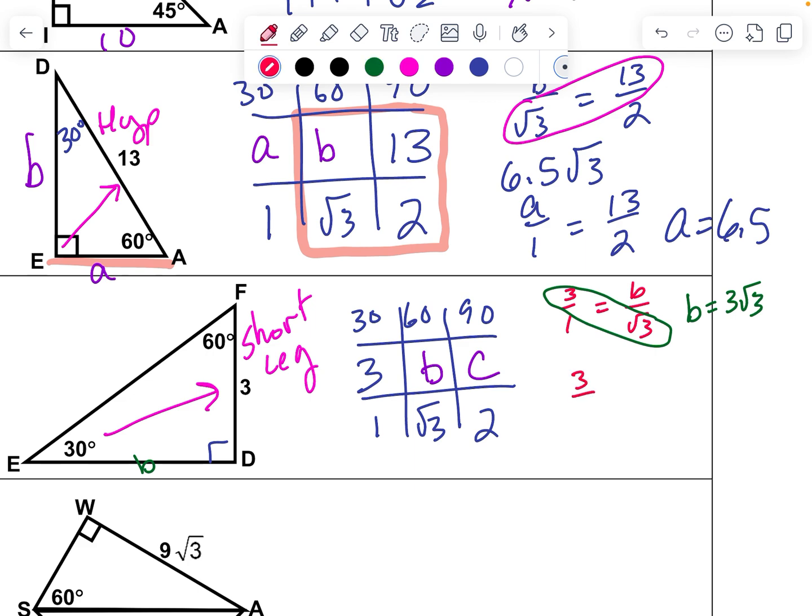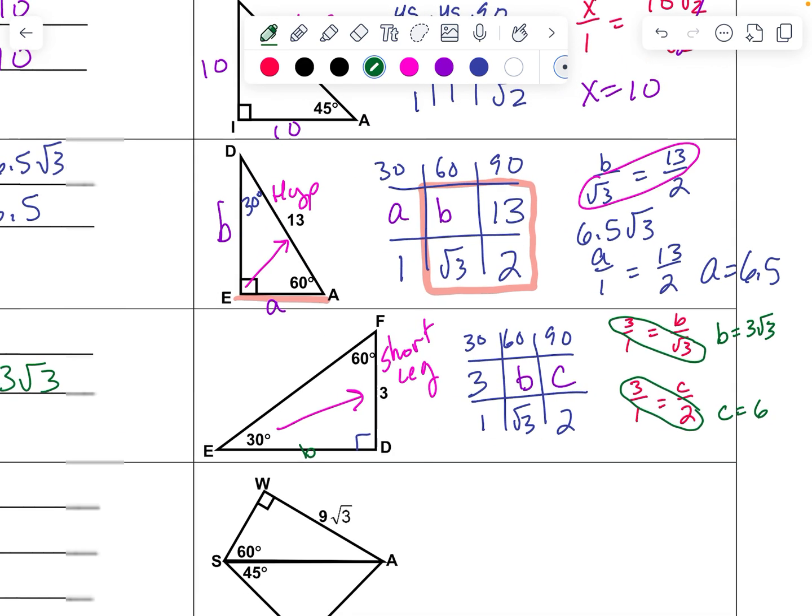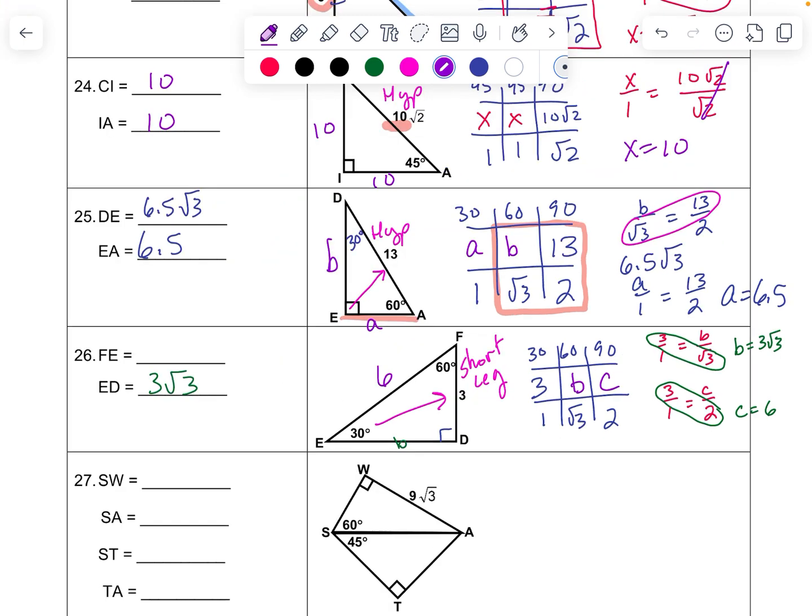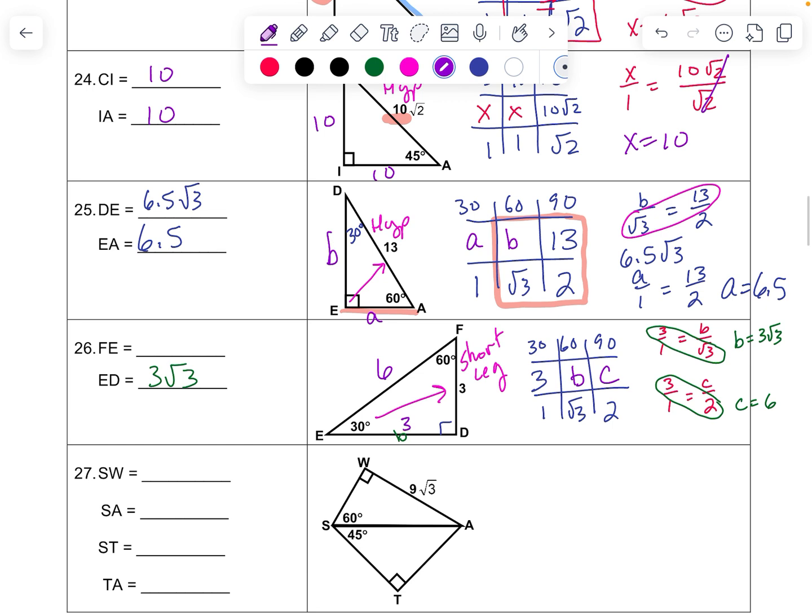Okay, now we're going to set up 3 over 1 equals C over 2. This is probably the easier one to work with. All you have to do is multiply 3 times 2, and that gives you the length of your hypotenuse. So 3 times 2 is going to give you C equals 6. Okay, so I have a 6 on my hypotenuse, and I had a 3 square root 3 on my long leg.